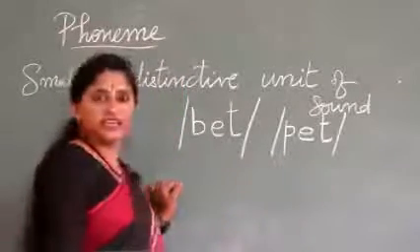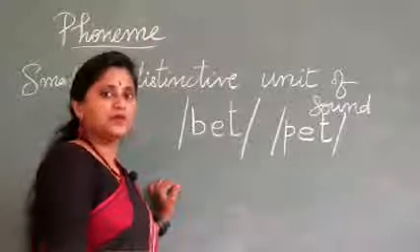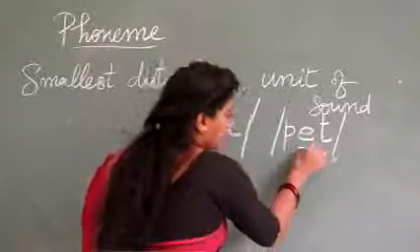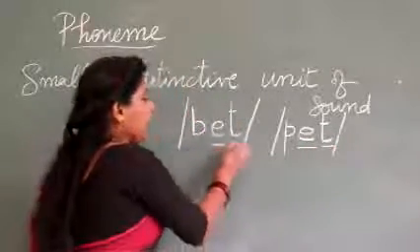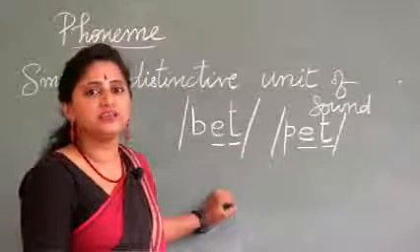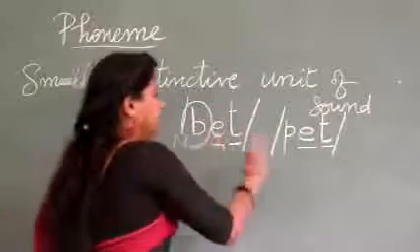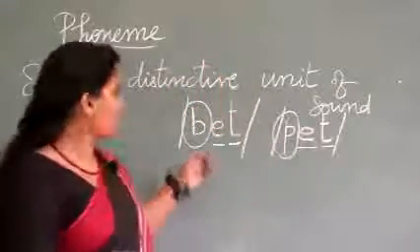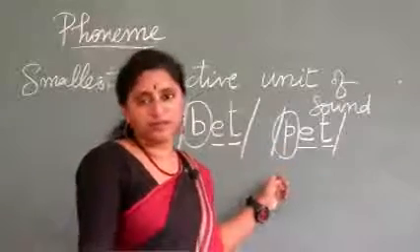If we notice here, two sounds are similar, whereas only one sound is different. Here also we can see A and T. There is only one slight difference between these two words. That is, here it is B and here it is its voiceless form P. So here it is the voiced B, whereas here it is the voiceless P.